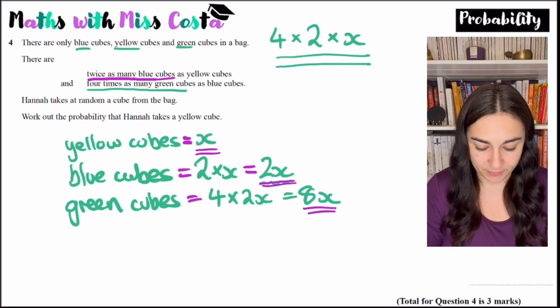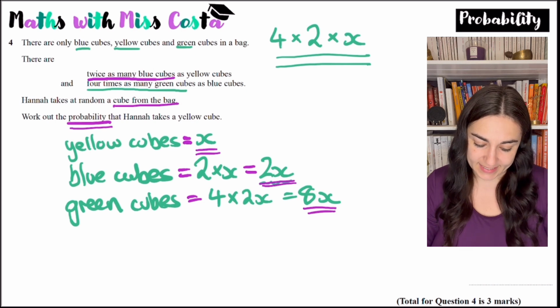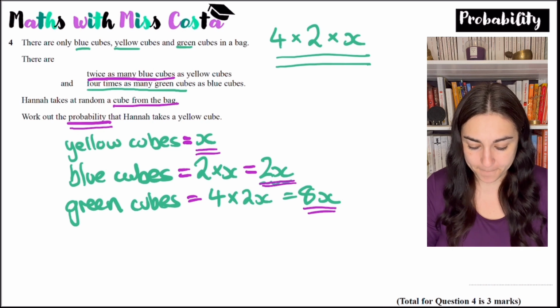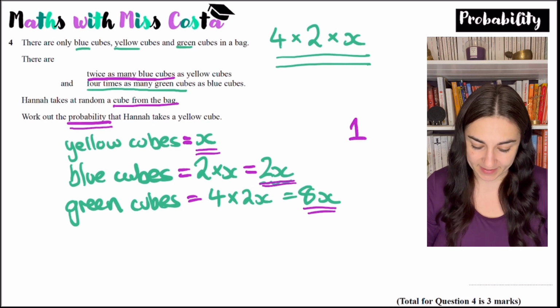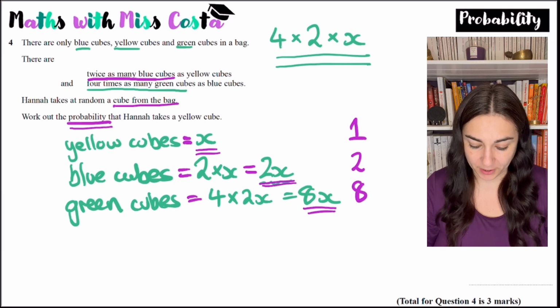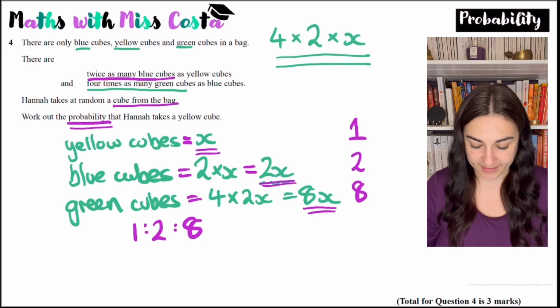Now Hannah takes at random a cube from the bag. Work out the probability that Hannah takes a yellow cube. So the chances, if I just put this into a ratio, because that's 1x, I could say that's 1, that's 2x is 2, 8x is 8. So I know that the cubes are going to be in the ratio 1 to 2 to 8.